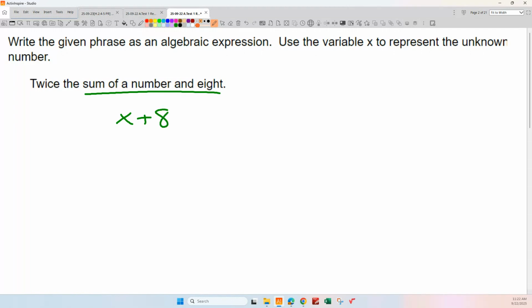Now, how would I do twice that whole sum? What do you think? Yes, sir. Put a 2 out here. Okay, there's the other part. I need to close the whole thing in parentheses, don't I? Because I'm taking 2 times that entire sum, not just 2 times the x, it's 2 times the whole sum. Okay, give me thumbs on that. How we doing? All right, good.